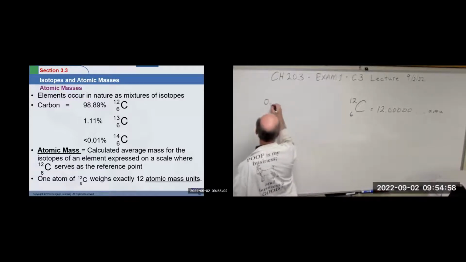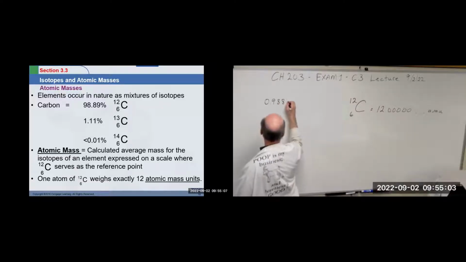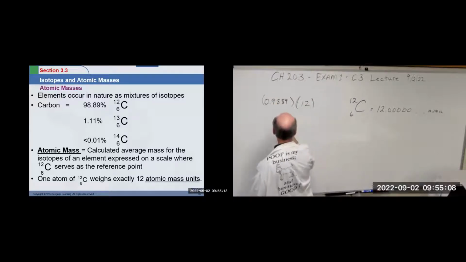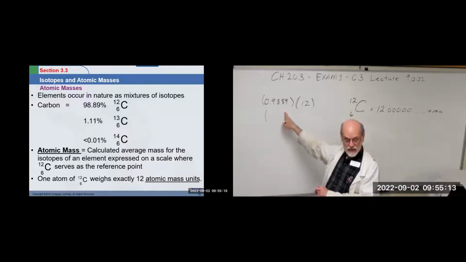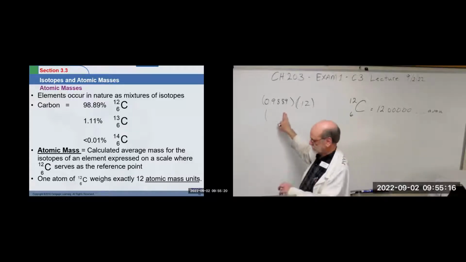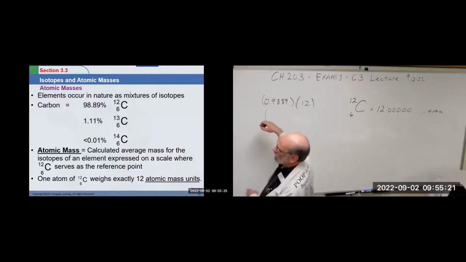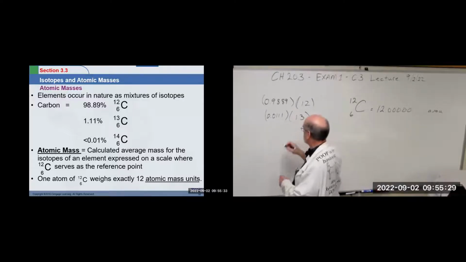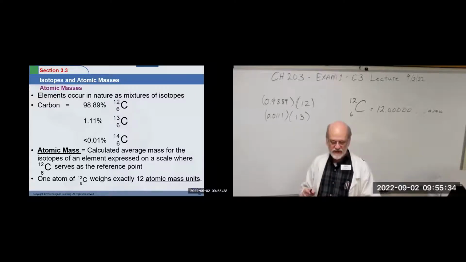So for this case, we would say 98.89%, and that would be times 12. And then carbon, I'm using a fractional amount here, right? Not the percent value. It saves me the trouble of having to divide by 100. And then 1.11% is 0.0111. And that's times 13. And we can stop there because the other isotopes are almost insignificant.